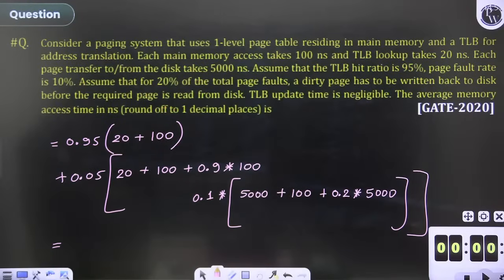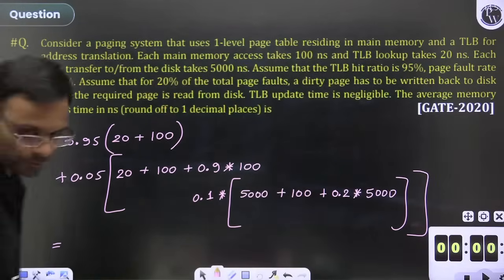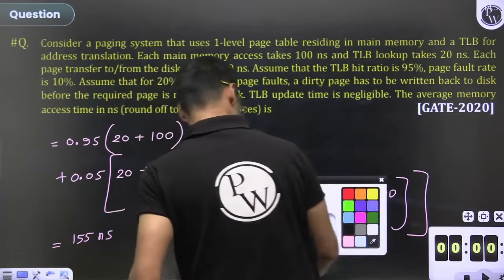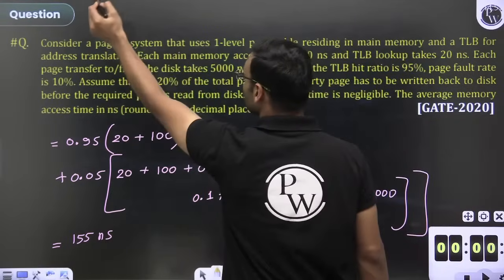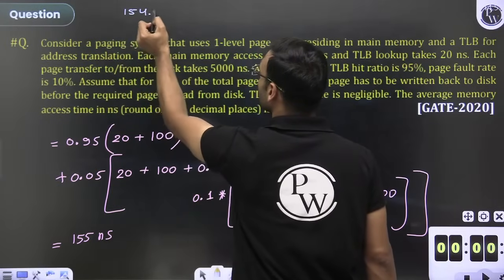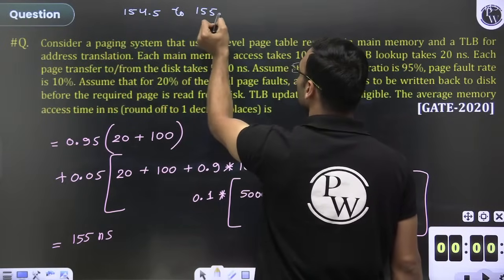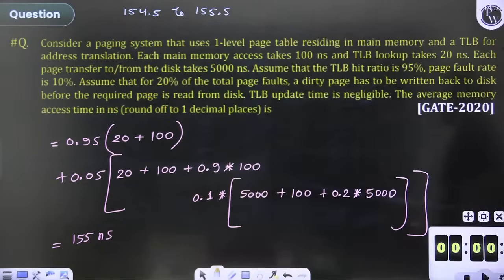5000 into 0.2 is 1000, plus 5000 plus 100, that's 6100, into 0.1 is 610, plus 90 plus 120 into 0.05, this is 155. Now look at this. In this particular question, the official key was given between 154.5 to 155.5. Whatever answer you get in this range, you will have the correct answer.